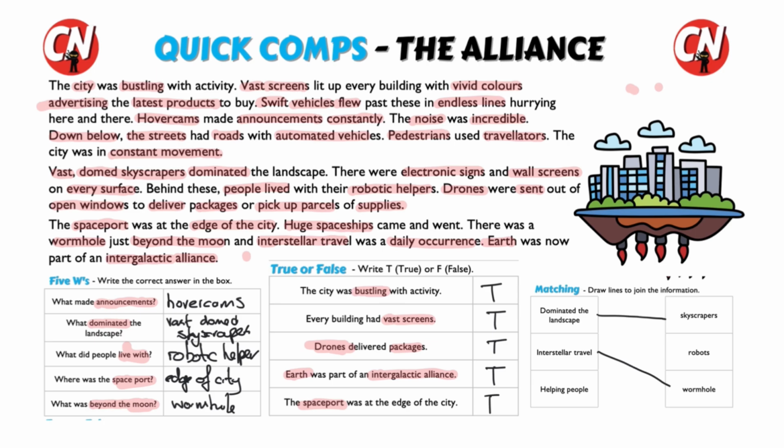I'm not just going to automatically assume, so let's just prove it. Robots, robotic helpers. Behind these, people lived with their robotic helpers. Perfect. So we know that's right. And again, all of these are just key information. Dominated, skyscrapers. Skyscrapers, robots, wormhole, helping people, interstellar travel.